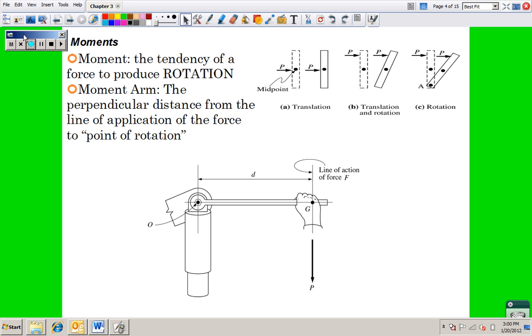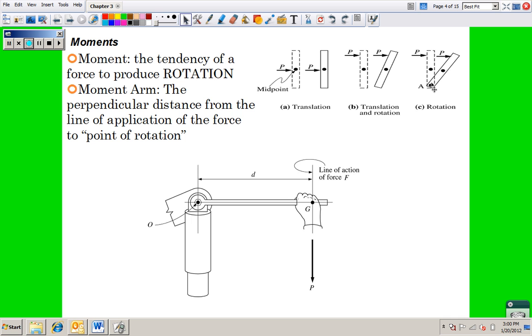Okay, so now we're going to talk about moments, all right? And a moment is the tendency of a force to produce a rotation. So if this force P pushes on the midpoint, it's just going to move the object forward. That's called translation, okay? However, if it pushes on the arm here, it is going to cause it to both translate, move forward, and rotate around, all right?